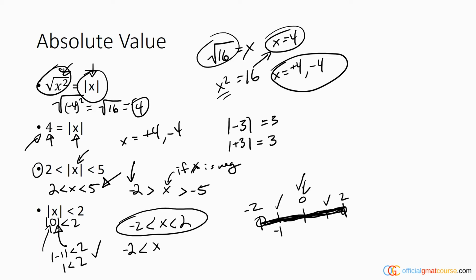And basically, the points negative 2 and 2 are not included in this number line because they don't follow this rule. The absolute value of 2 is not less than 2. That doesn't work. So these are not included, but we can go all the way down to like negative 1.99999 and the positive version of that as well.